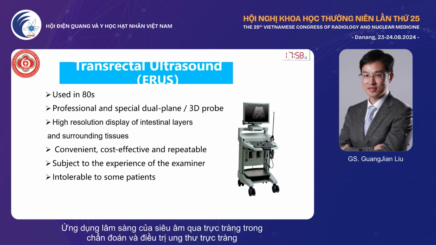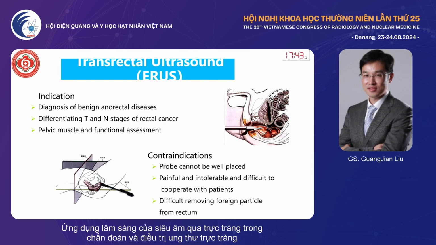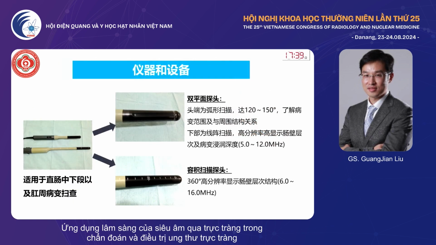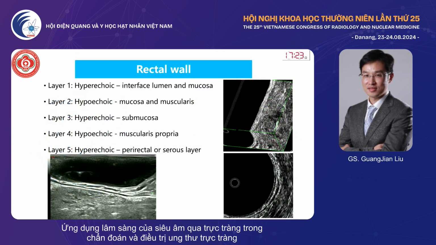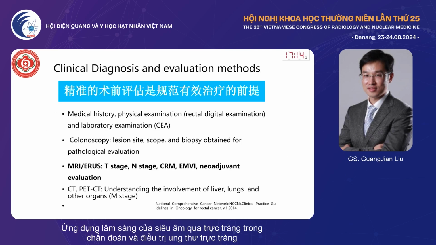As we know, transrectal ultrasound has been used since the 80s with the development of the ultrasound scanner and the probe, so it is more and more widely used. It is very convenient and cost-effective in the evaluation of rectal cancer. This is the indication, and basically we are using the biplane probe and also the 3D probe in clinical practice. Under endorectal ultrasound, we can clearly show the 5 layers of the rectal wall, and also the anal canal.